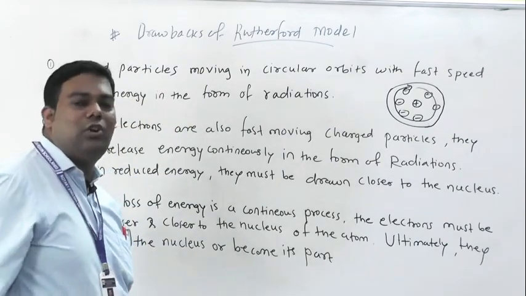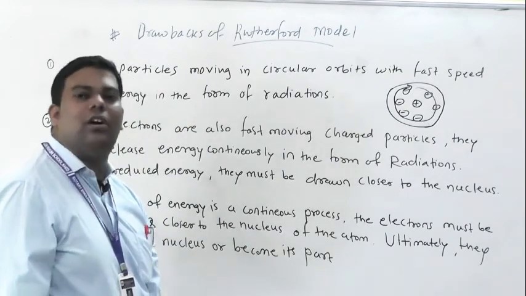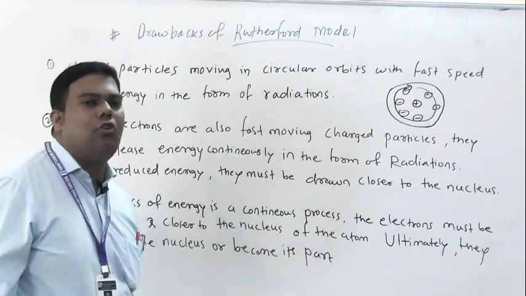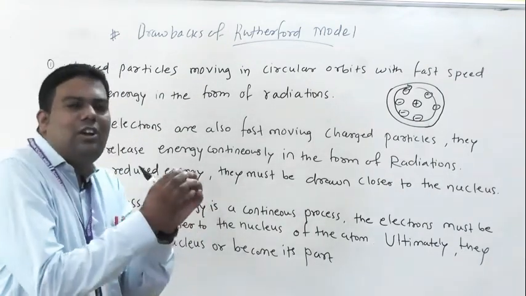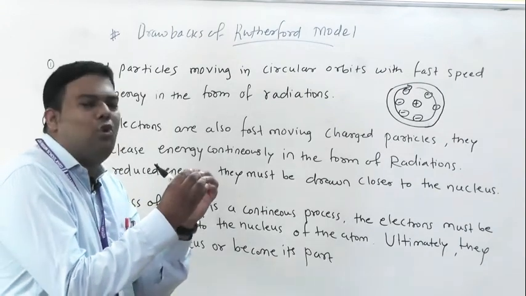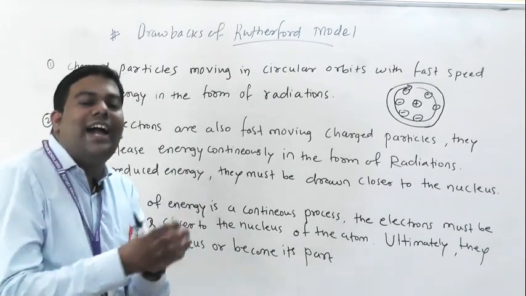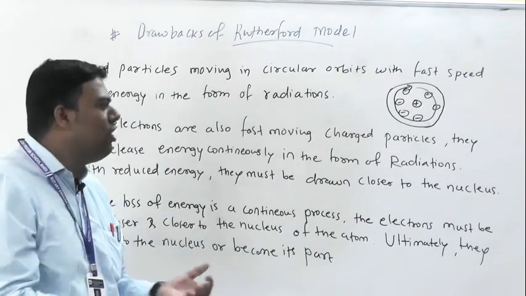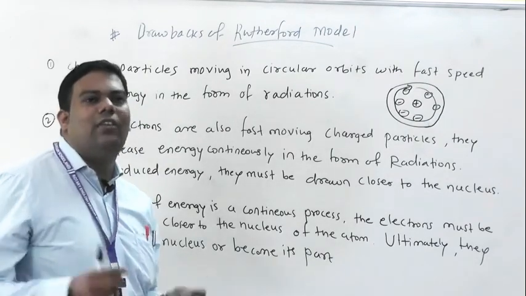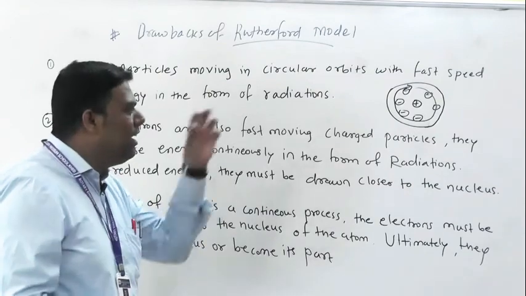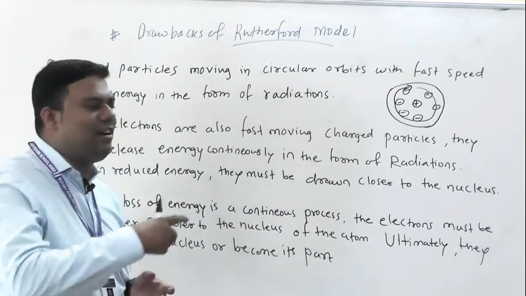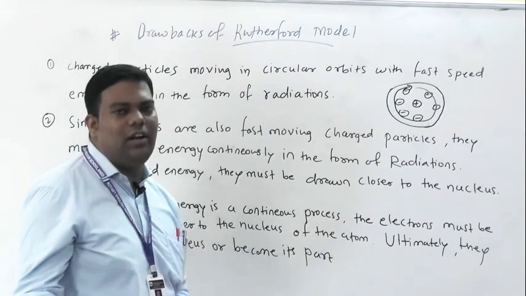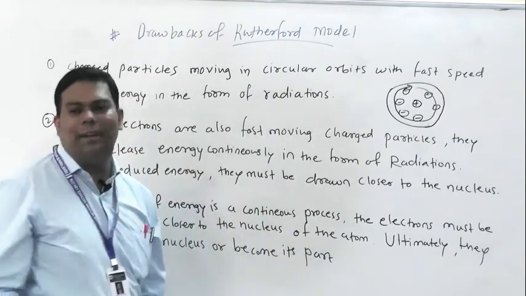Maxwell put forward his radiation theory. According to it, all these are drawbacks, but actually they do not happen. The electrons do not come closer to the nucleus and become part of it, and the size of the atom remains the same although the electrons are revolving in a circular orbit. Now we will discuss the limitations.